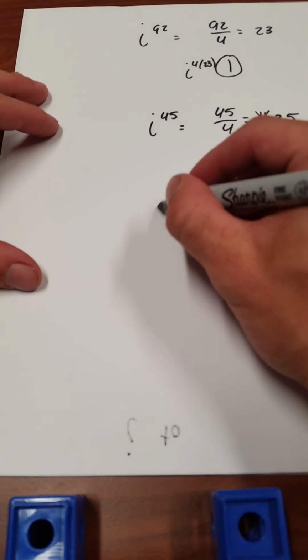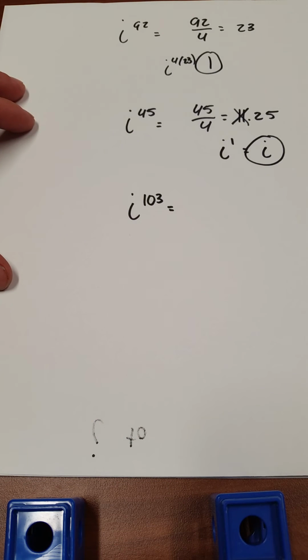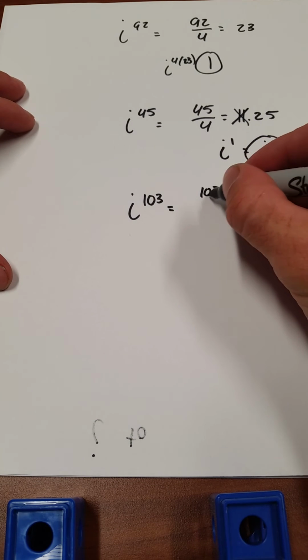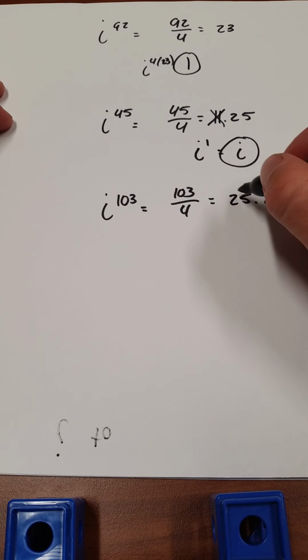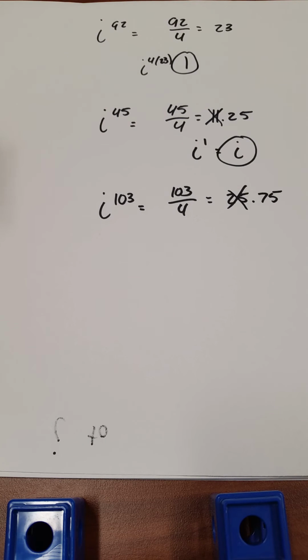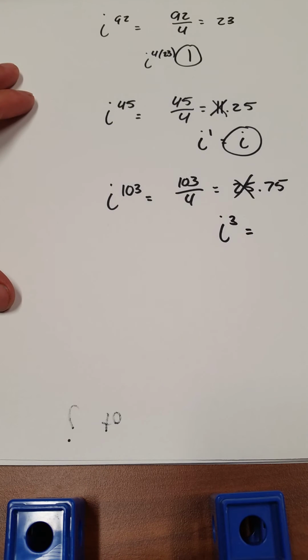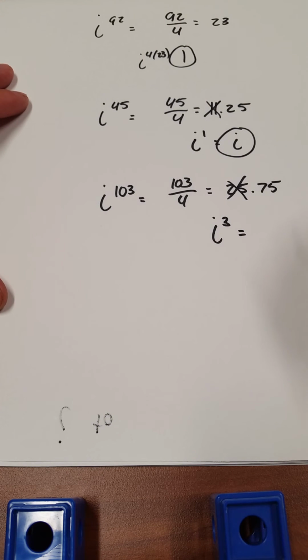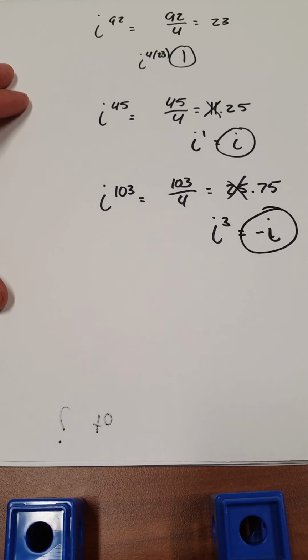Let's look at a different one, maybe I to the 103. Take 103 and divide it by 4. That is equal to 25.75. Again, mark out the 25, and you're left with 0.75. That's like 75 cents, so that's 3/4. So this is I cubed, and we know I cubed is equivalent to negative I. That is my solution.